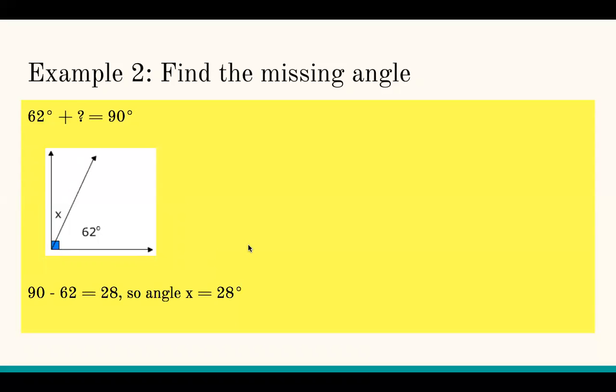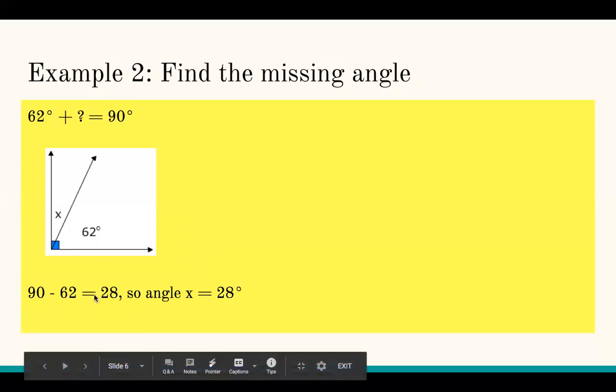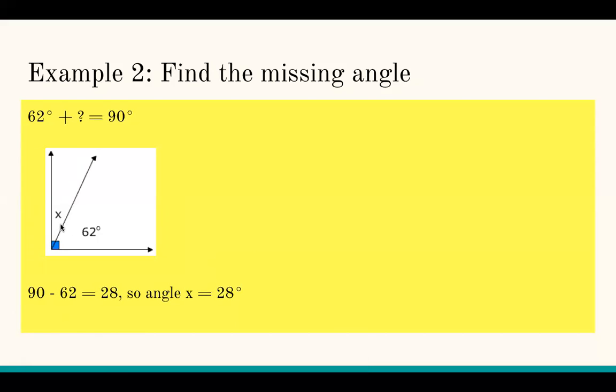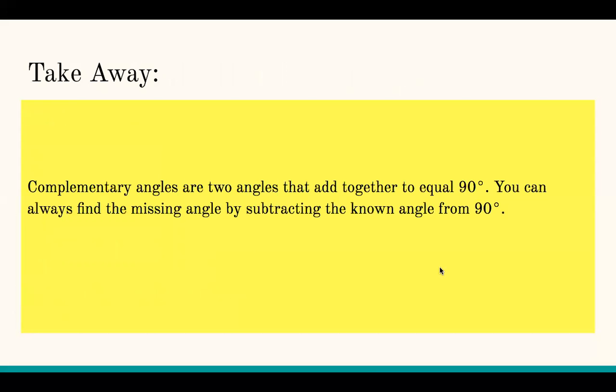Okay, you should have gotten 28. 90 minus 62 equals 28. So that missing angle is equal to 28 degrees. So those are our two complementary angles, because 28 plus 62 equals 90. So those are complementary angles. So the takeaway from this lesson, what you learned today, is that complementary angles are two angles that, when added together, equal 90 degrees. And you can always find them by subtracting the known angle from 90 degrees.